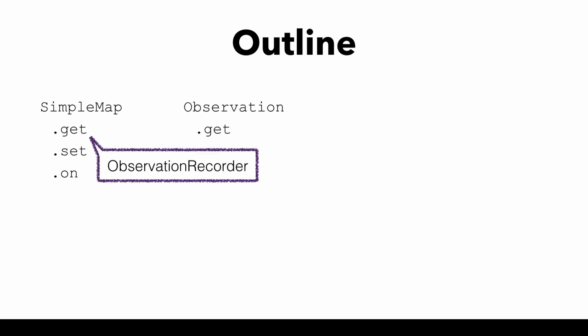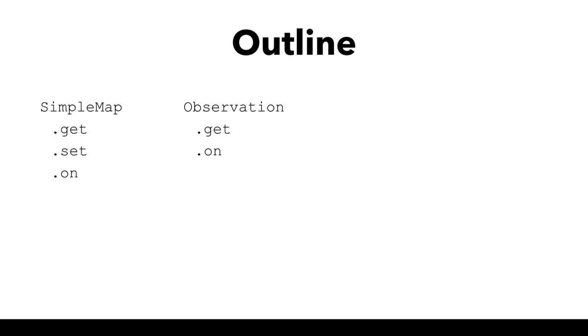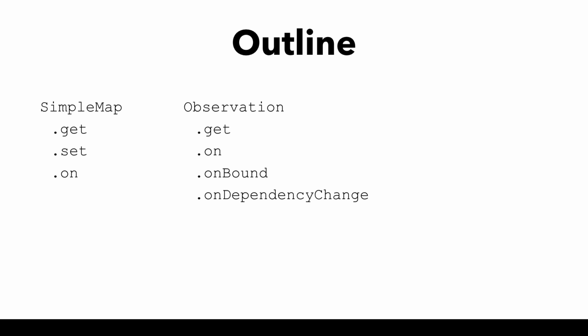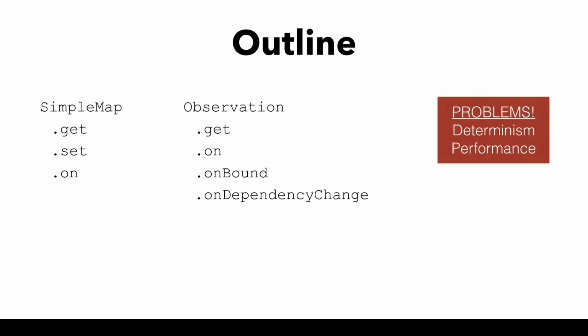Then we are going to learn about how observation recorder informs observation about observable values being read. We'll do that informing in SimpleMap's get. We'll also implement observation's onBound setup code and what it does when a dependency changes, onDependencyChange, using the information from observation recorder. At this point, we'll have a rough version of SimpleMap and observation, but we'll go over some problems that make the solution less than ideal and requires us to use queues.